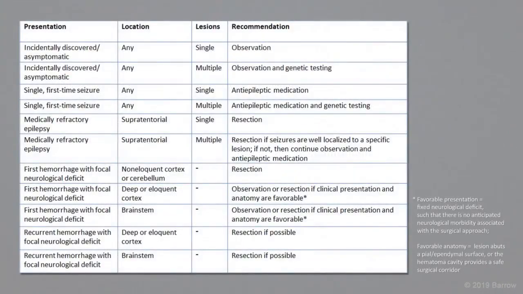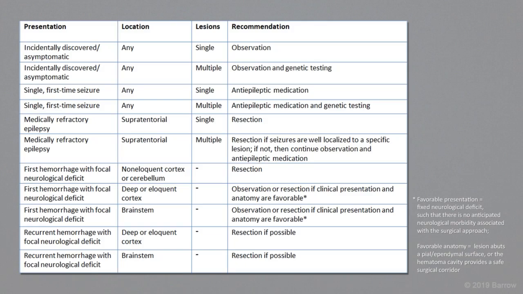While the actual decision of which lesions to operate on is highly nuanced, we have devised a clinical decision-making algorithm to aid in the decision of which lesions are best treated conservatively versus those that are best treated with operative intervention. This is broken down based on the lesion location, the clinical presentation, whether or not the patient has single or multiple lesions, and then we give our recommendation based on the amalgamation of these characteristics.